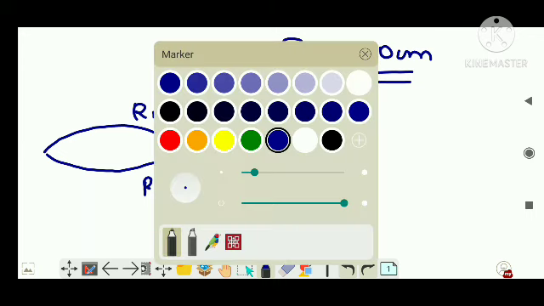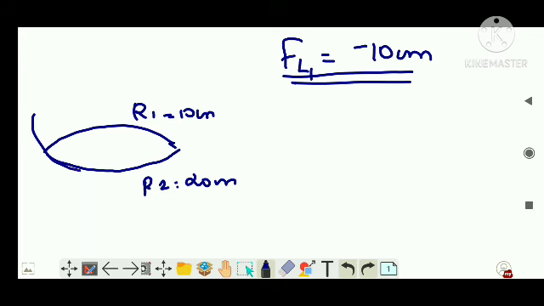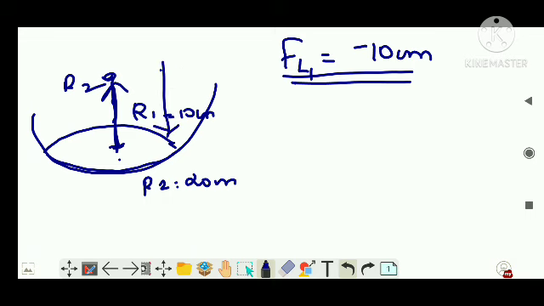Now R2's spherical surface center lies here, right? That is, here it will be the optic center, and I am supposed to measure R2 here in this direction, and I just told you the incident ray is in this direction, so R2 will be negative. So this will be minus 20 and this will be plus 10. Keep that in mind, right? Clear?